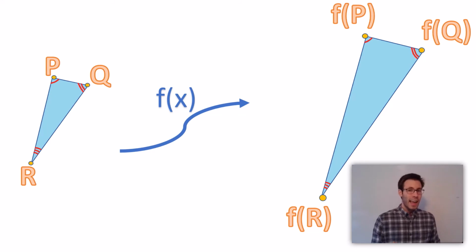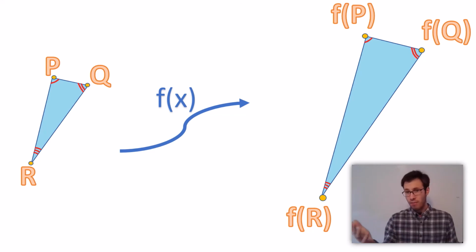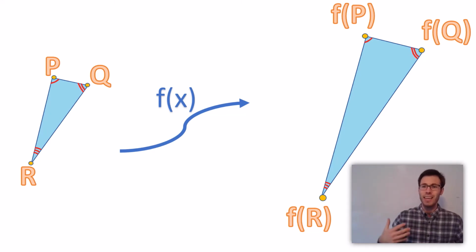Notice that the angles of the pre-image and the image are the same respectively. So P and F of P, those angles, you see the number of angle arcs are both 1. For Q and F of Q, or Q prime, we see 2 angle arcs. And at R and F of R, in the image, those both have 3 angle arcs, and they have the same measure as far as their angles go, respectively, which is kind of interesting.